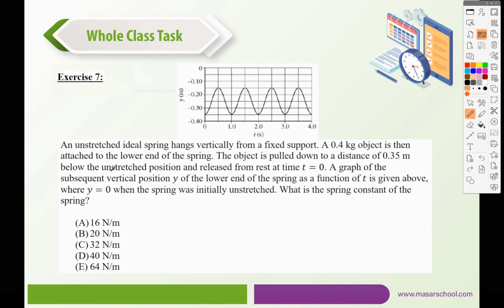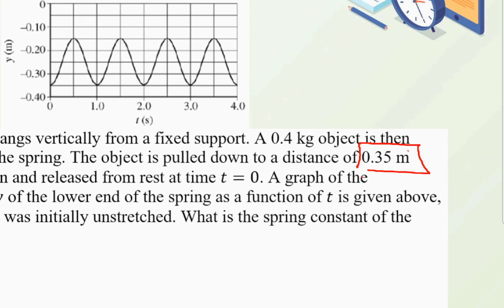Now exercise 7. An unstretched idle spring hangs vertically from a fixed support. A 0.4 kg object is then attached to the lower end of the spring. The object is pulled down to a distance of 0.35 meters below the unstretched position and released from rest at time t equals 0. Because it's being pulled from the equilibrium position and it's not given an initial velocity, this is the amplitude.